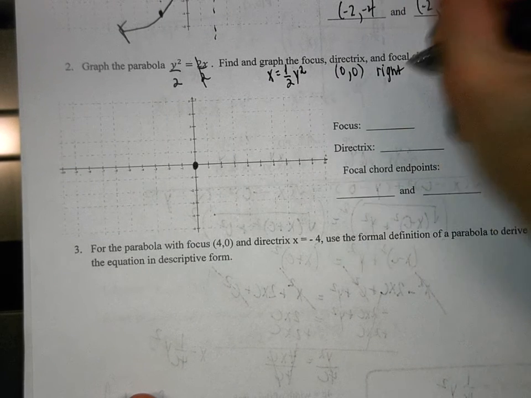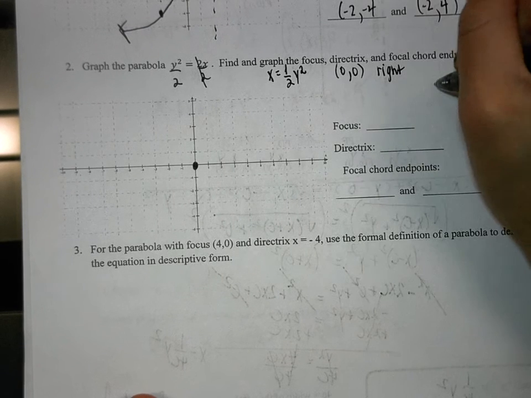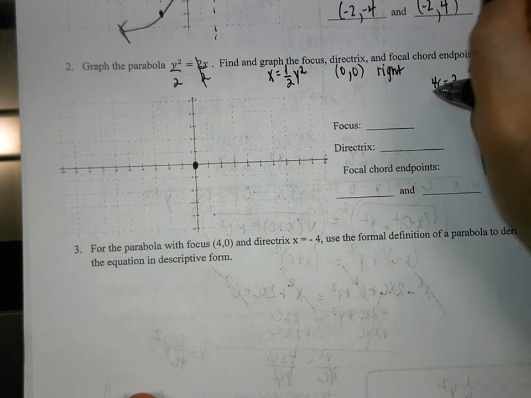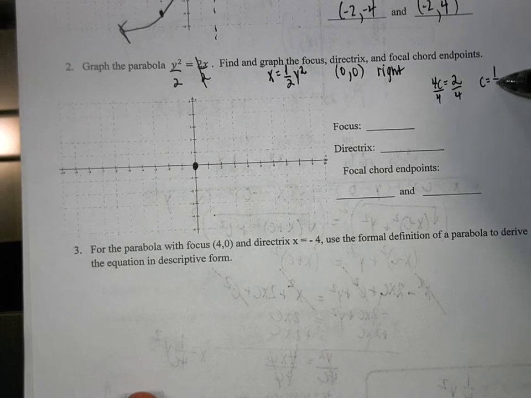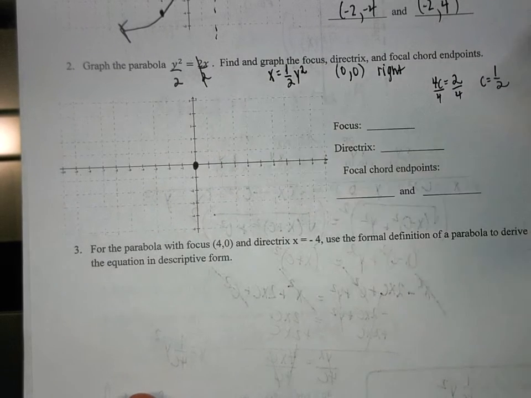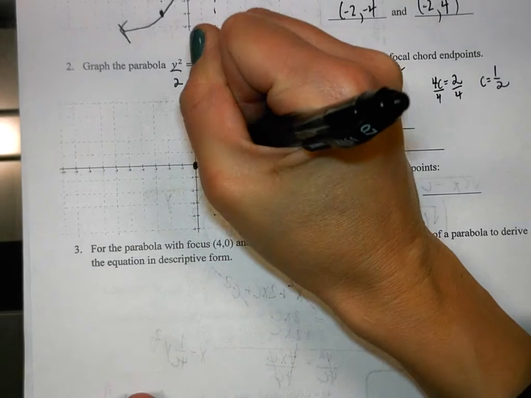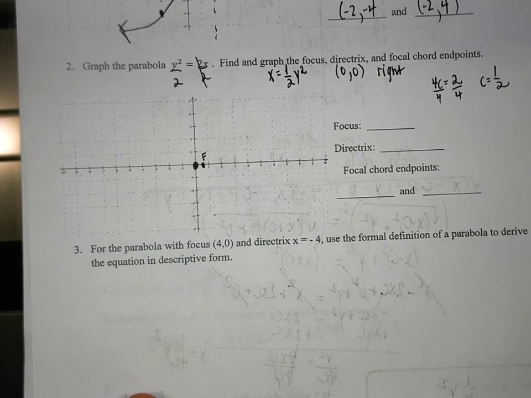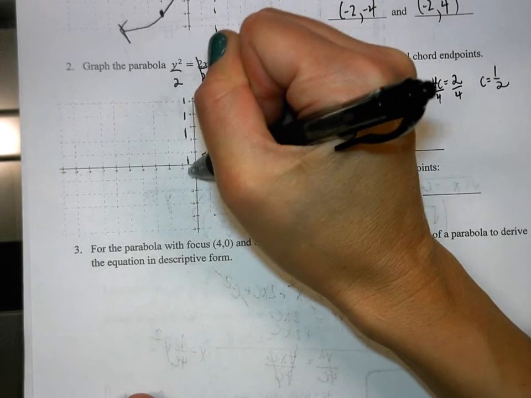Good. How do I figure out my C direction? What do I write my equation as? 4C equals 2. Good. 4C equals 2. So we divide by 4 to both sides. And what does C equal? 1/2. And so since our graph is going right, we know our focus is to the right. So we just go 1/2. And that is my focus. Then we go left 1/2 for my directrix.